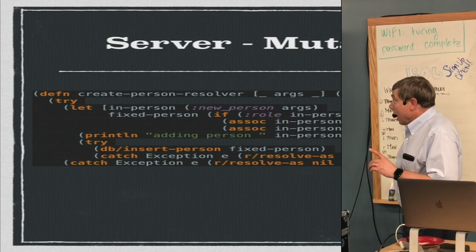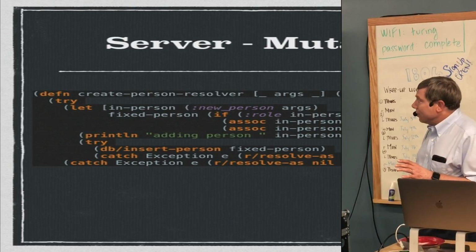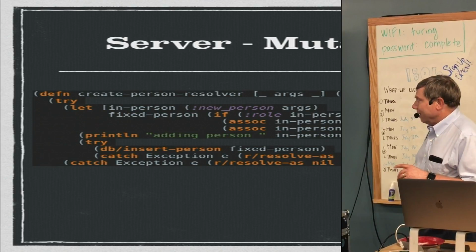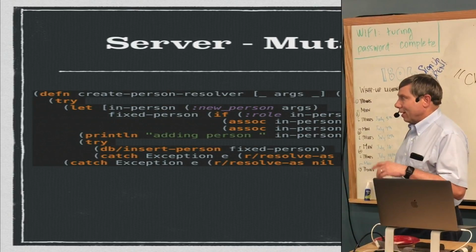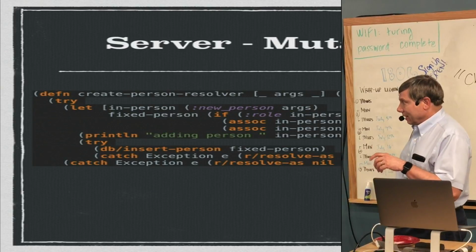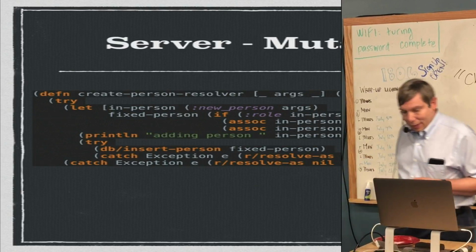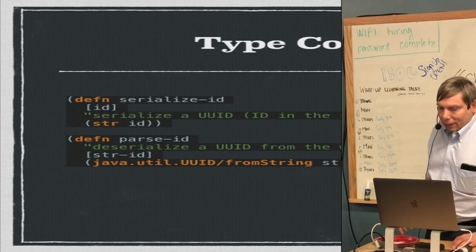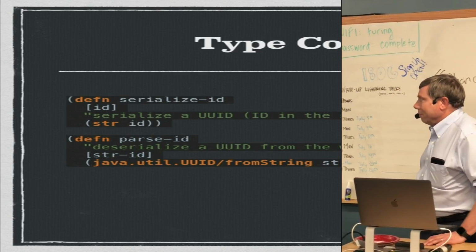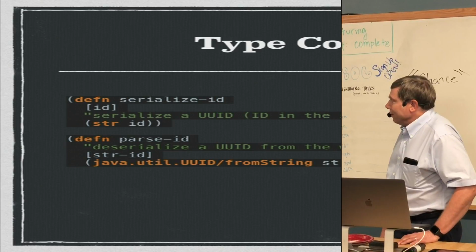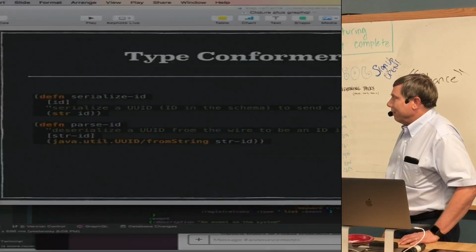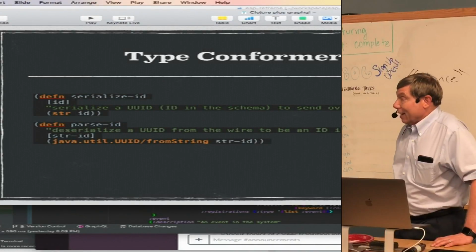In this case, the ID cannot be specified, or if you do, it's a problem. So before I get here, I've actually dissociated ID, and I configured Postgres to automatically generate a UUID in the record. Okay, type conformers, they're very simple. In this case, I'm doing the UUID stuff, and I just convert UUIDs. And that's basically how it works.